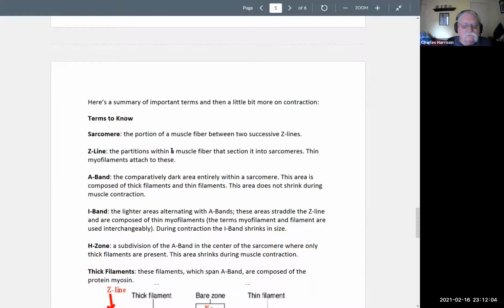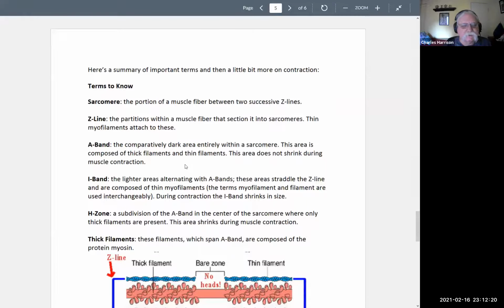Okay, a brief summary of some of the terms. Sarcomere, that's the area between two Z lines. The Z line is the partition where thin myofilaments attach. The A band we looked at. The A band is composed of thick and thin filaments. It does not shrink during muscle contraction. The I band is the lighter area alternating with the A bands.